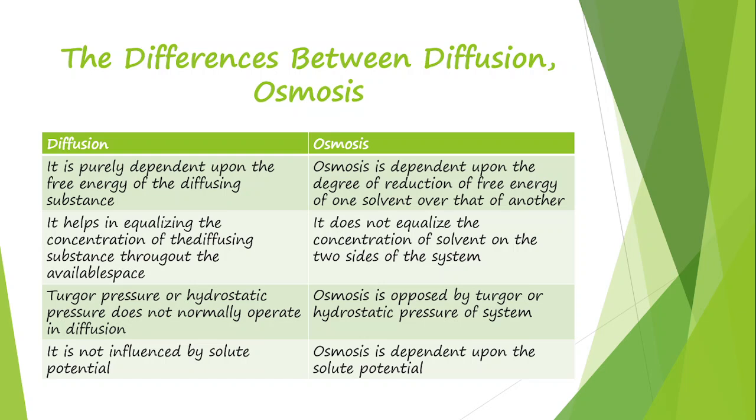While osmosis does not equalize the concentration of solvent on the two sides of the system, it just moves according to the concentration. In diffusion, the turgor pressure or hydrostatic pressure does not normally operate, while in osmosis, it is opposed by the turgor or hydrostatic pressure of the system. Also, diffusion is not influenced by solute potential, while osmosis is very dependent upon the solute potential.